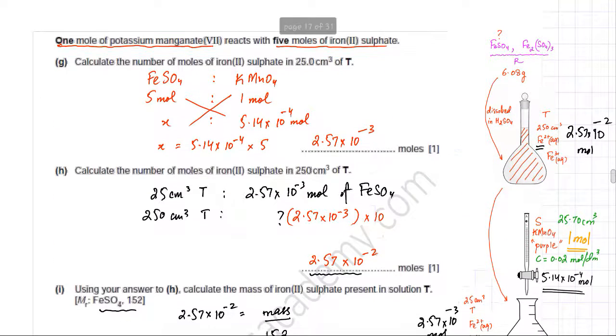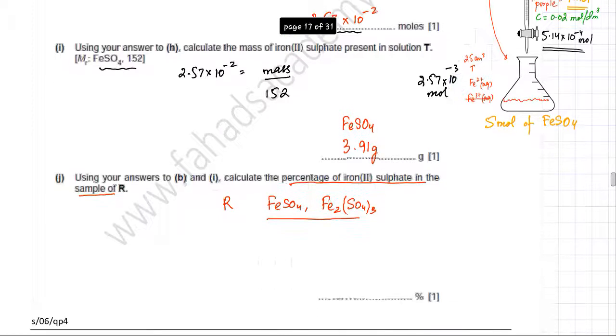And the total mass of this sample of R, let's go back to our sketch. The total mass of this sample R, originally that was given as 6.08 grams, that we calculated in the initial parts of the question. Now, after titration and after doing all the calculations, we figured out that FeSO4 has a mass of 3.91 grams. So we need to now find the percentage of FeSO4 in this original sample of R.